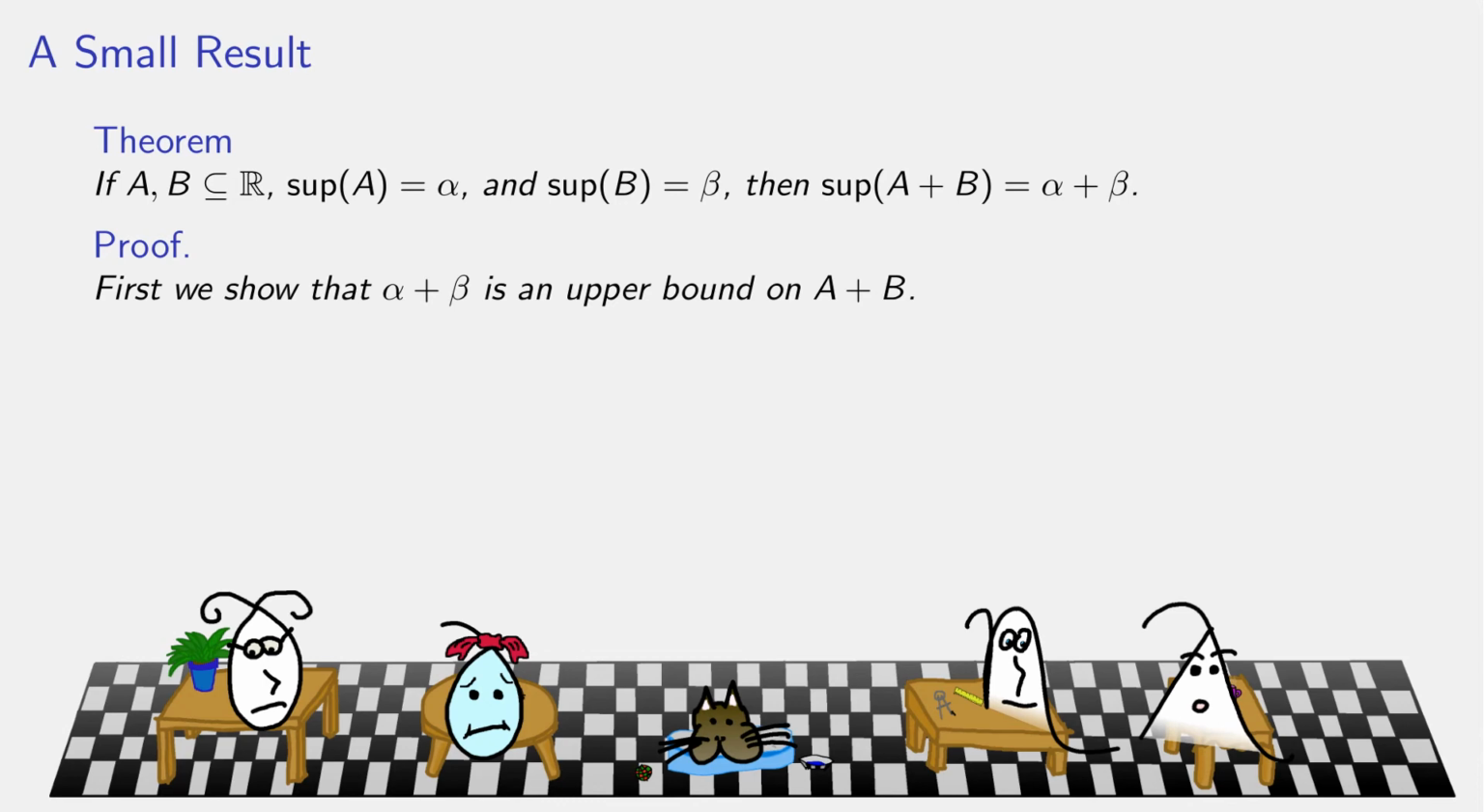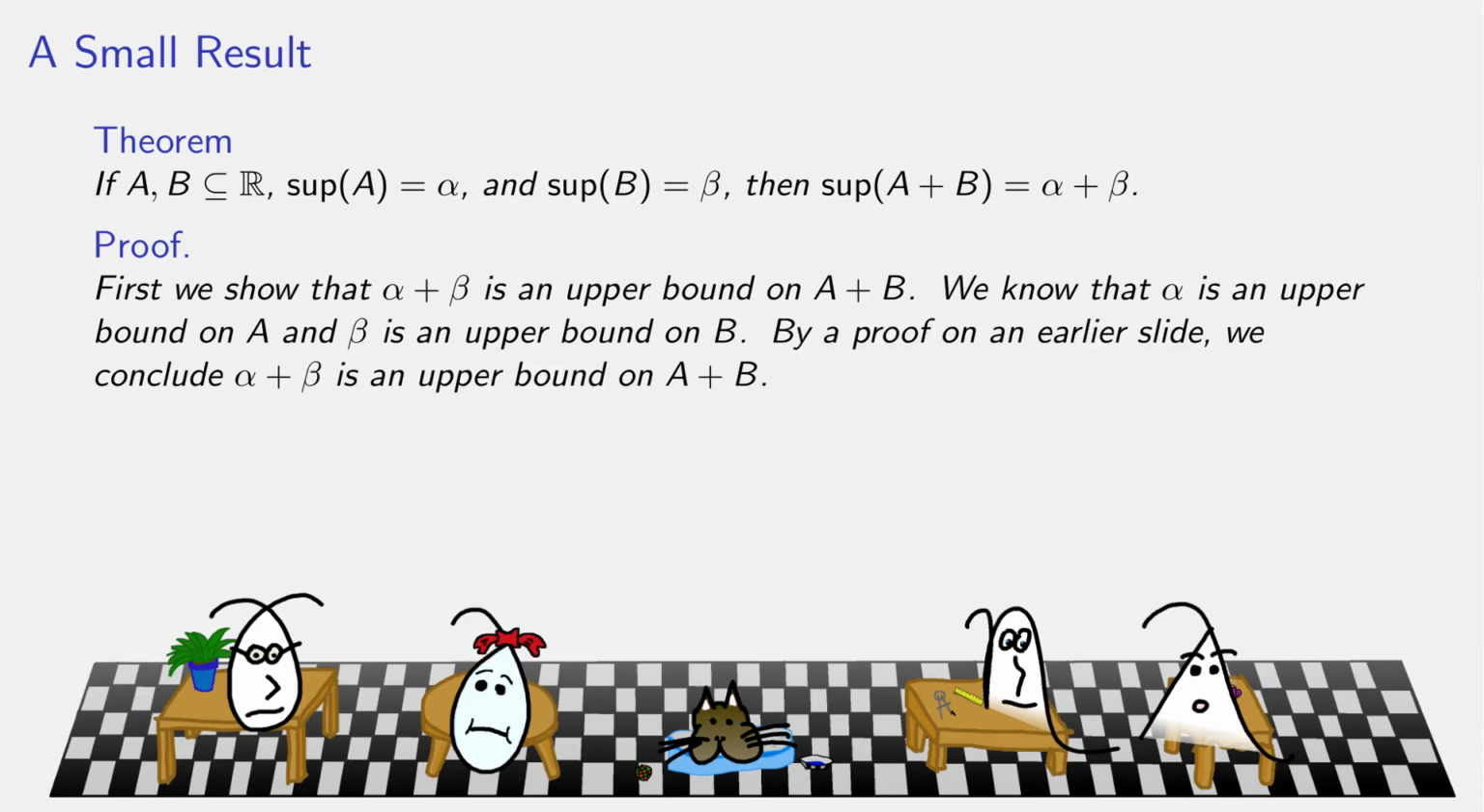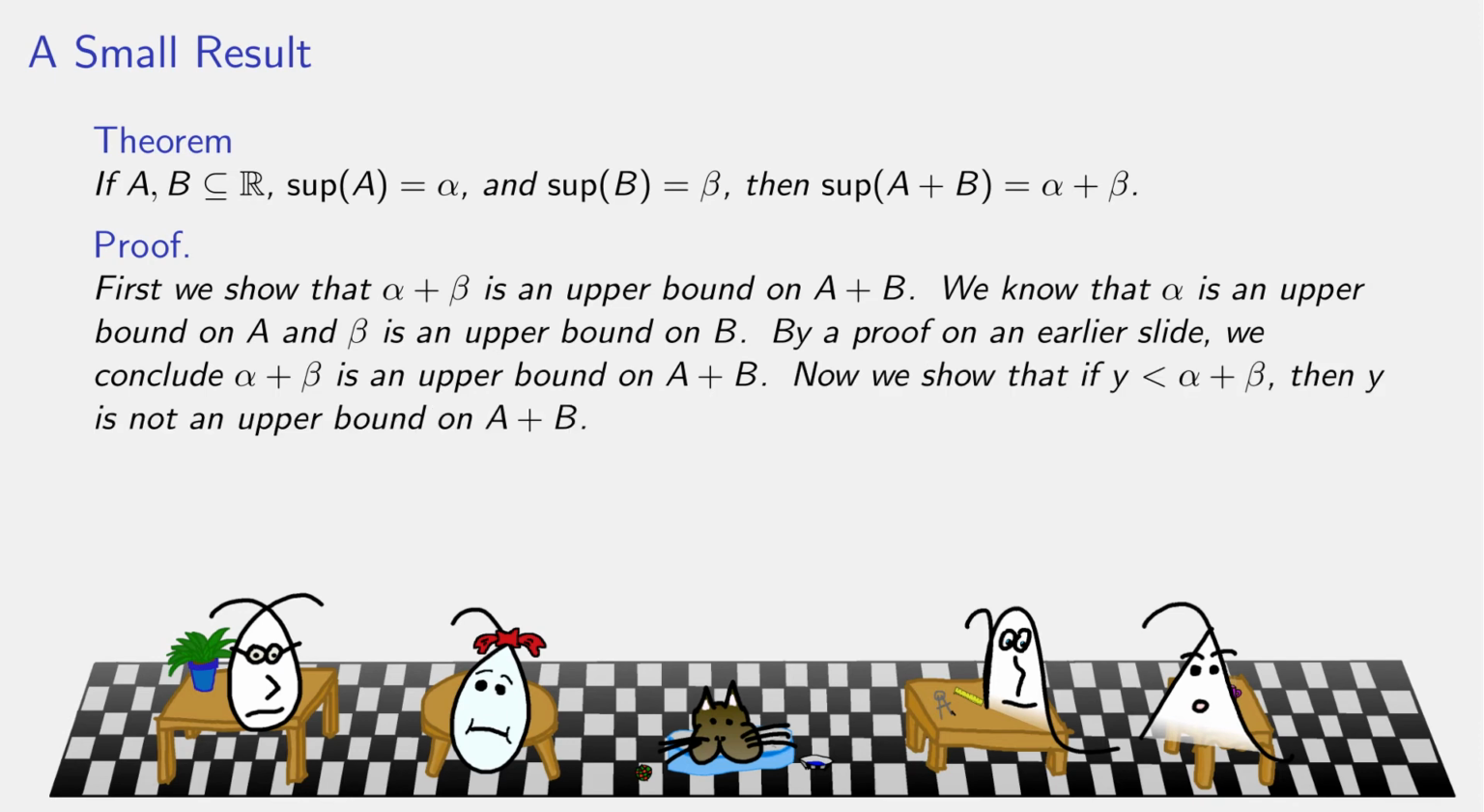First, we're going to show alpha plus beta is an upper bound. Alpha is an upper bound of A because it's the supremum, and beta is an upper bound of B because it's the supremum. The supremum of a set is an upper bound of the set. We earlier showed if alpha is an upper bound of A and beta is an upper bound of B, then alpha plus beta is an upper bound of A plus B. What we now need to show is that nothing smaller than it is an upper bound of A plus B. So suppose you pick a number y, which is less than alpha plus beta. We need to show y is not an upper bound of A plus B.